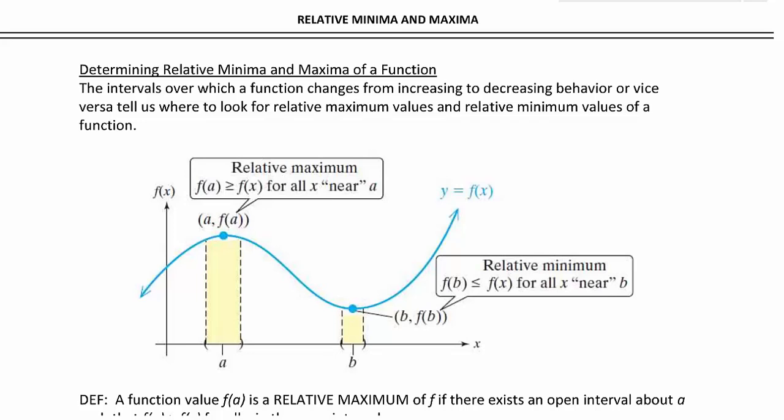This video discusses relative minima and maxima. It explains what they are and how to go about finding them. The intervals over which a function changes from increasing to decreasing behavior or vice versa tells us where to look for relative maximum values and relative minimum values of a function.